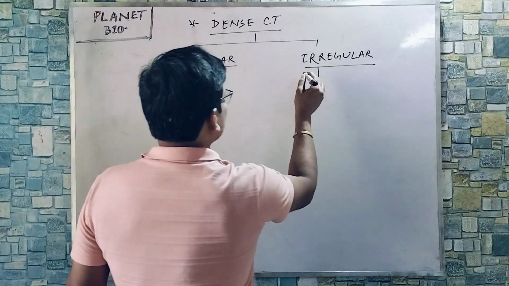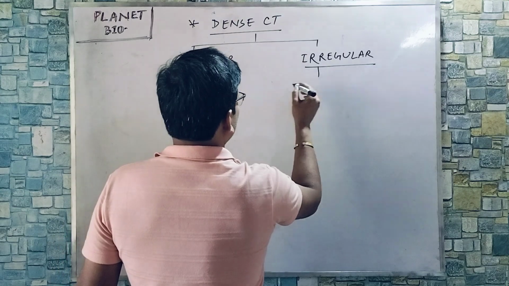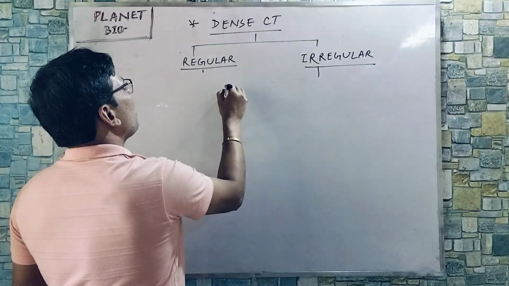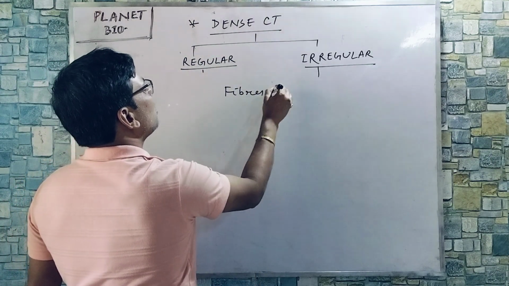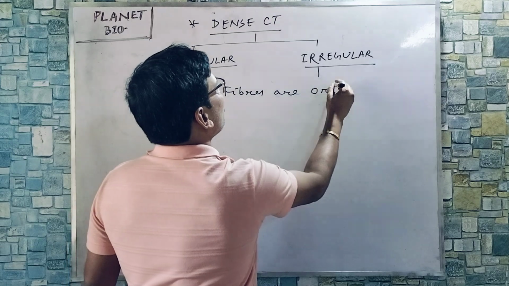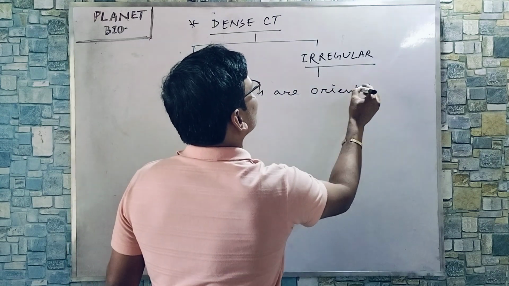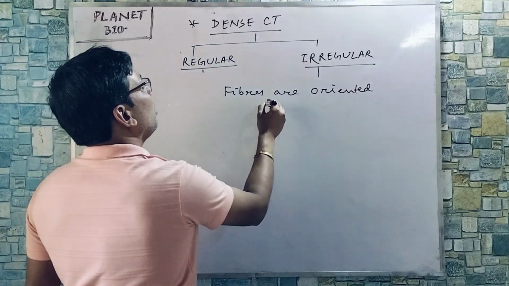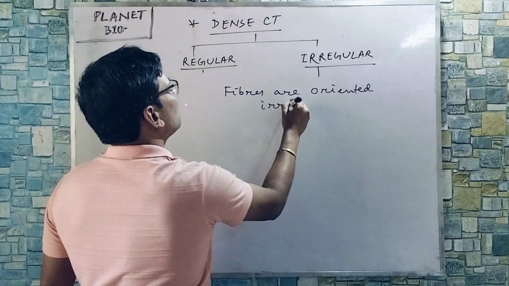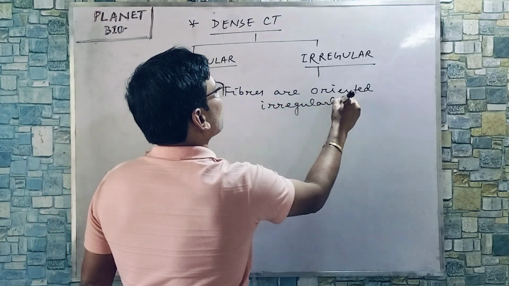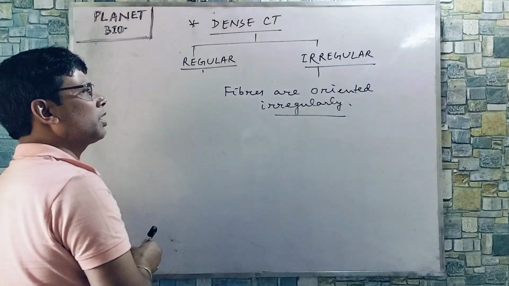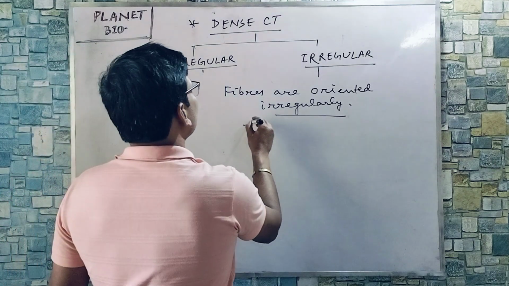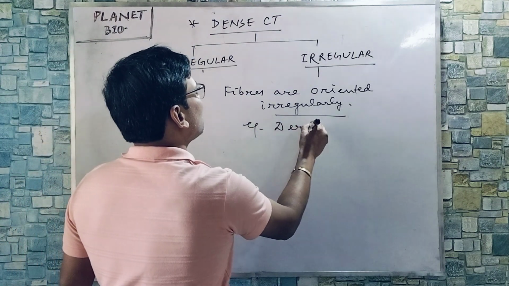Now, what about dense irregular? Here, fibers are oriented or directed irregularly. Fibroblasts are present there in irregular fashion. And this is found in dermis part of skin.